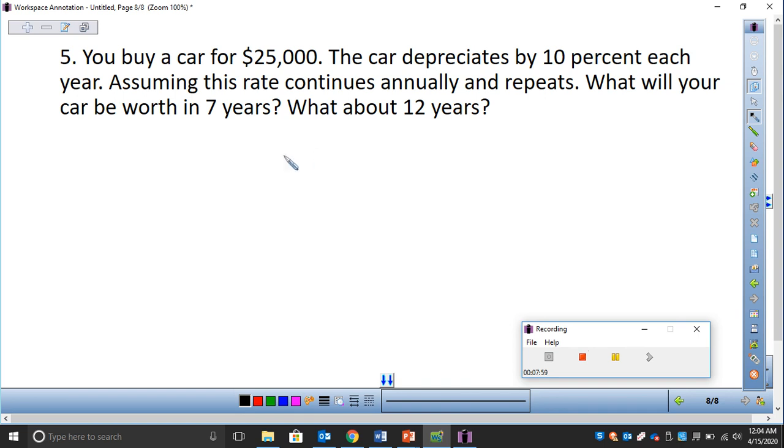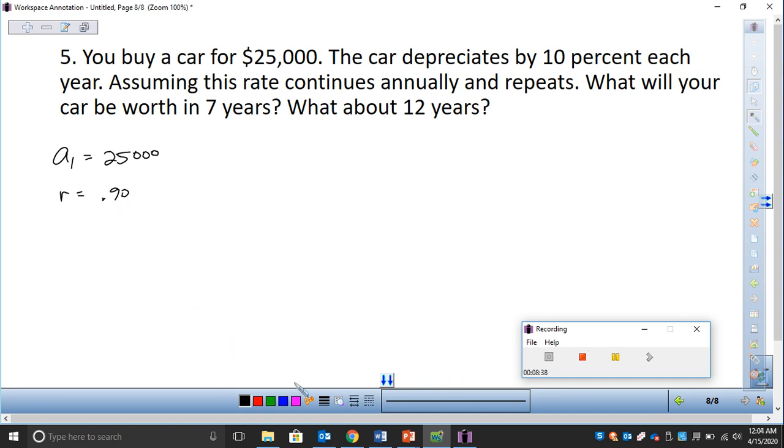So this is our geometric sequence. So let's list what a sub 1 is. We have two separate problems here. A sub 1 is going to be that initial price, which is $25,000. And then our ratio now, this is what we have to think about, a little extra thinking here. If it's depreciating by 10%, that means it's holding 90% of its value. So what that means is we want to multiply each value by 90% to get the next value. So our ratio is 0.90.